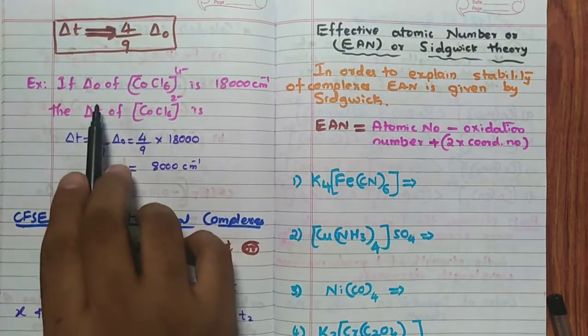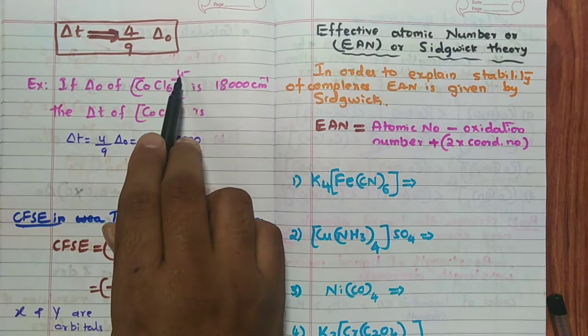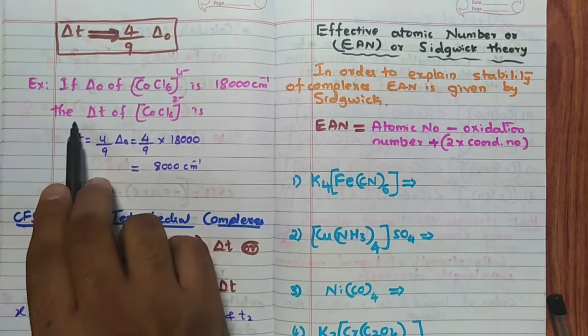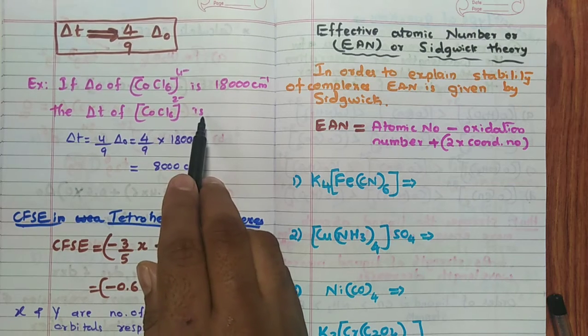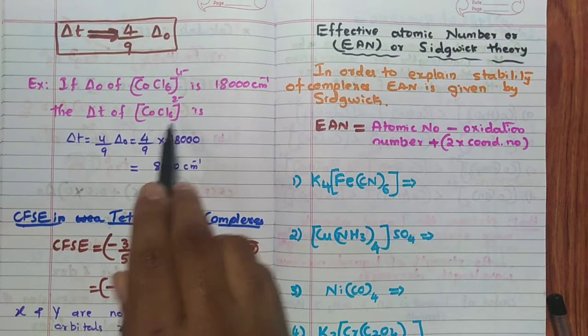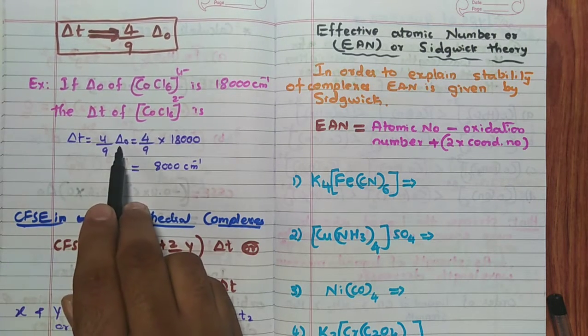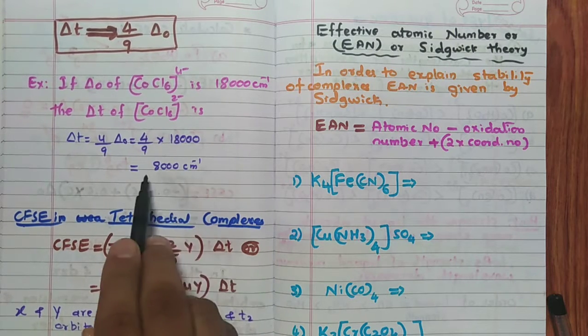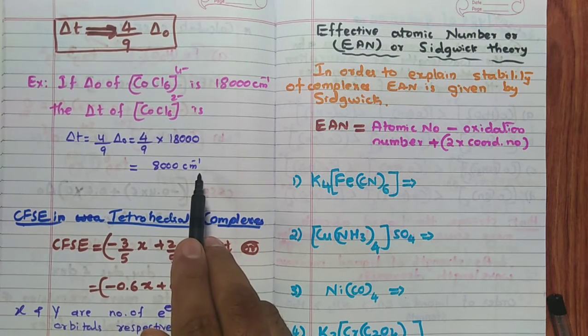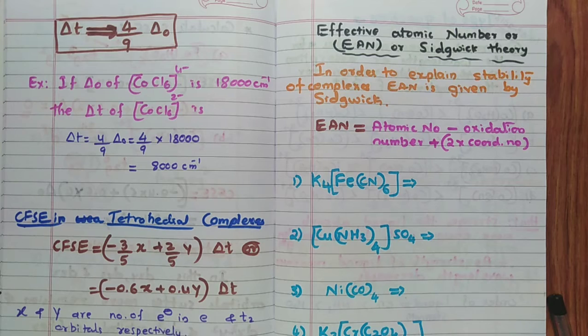So if the question is given like this, delta naught of [CoCl6]4- is 18,000. Delta T of [CoCl4]2- is how much? This is octahedral, this is tetrahedral. Then how to do? Delta T is equal to 4 by 9 delta naught. So 4 by 9 into 18,000 is equal to 8,000 per centimeter. You are going to get the answer. Very, very important. Remember that.